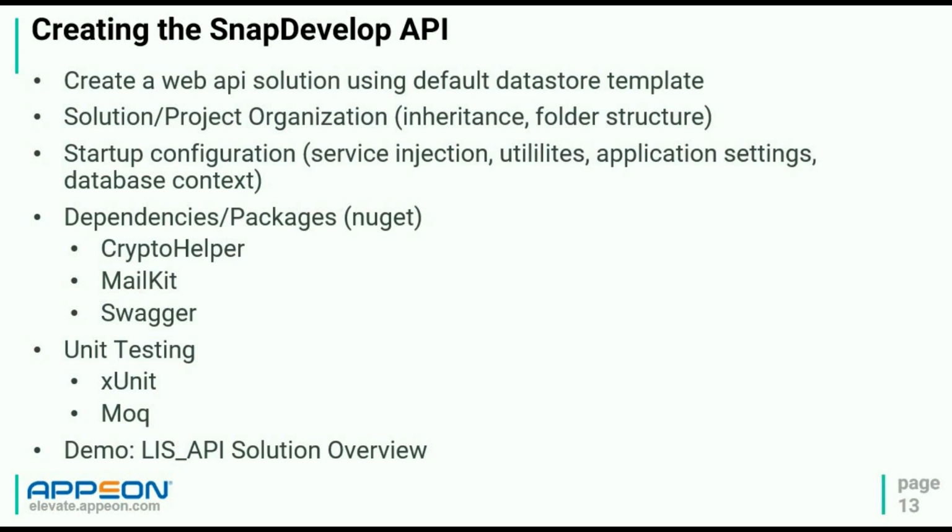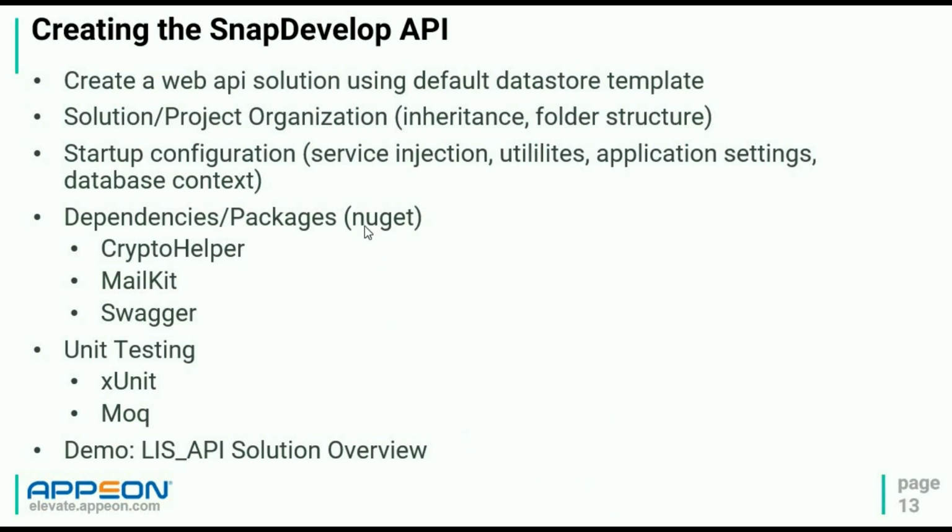After getting it set up and configured, we took a step back and thought about the project organization. How are the folders going to be laid out? How was inheritance going to work in the solution? So that's just something I wanted to touch on, something that's important to think about as you start working on your first API project with SnapDevelop.